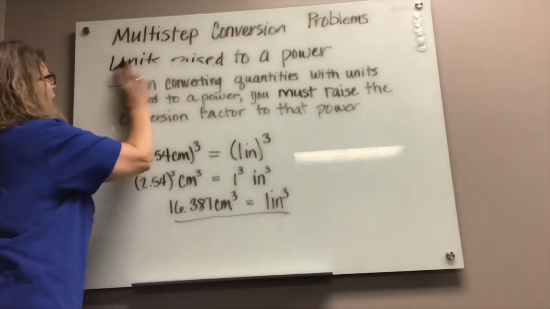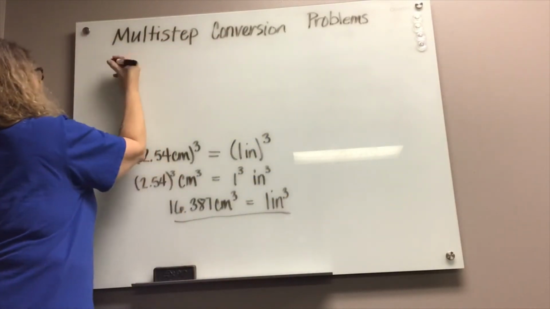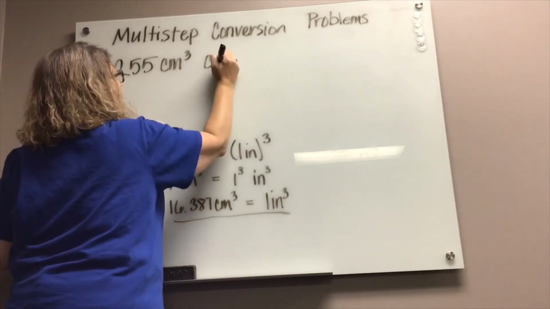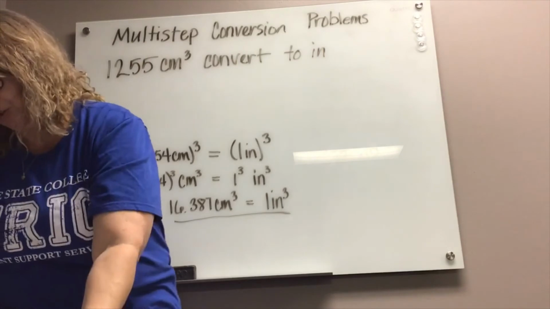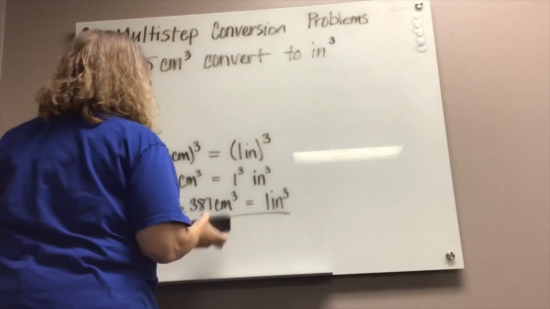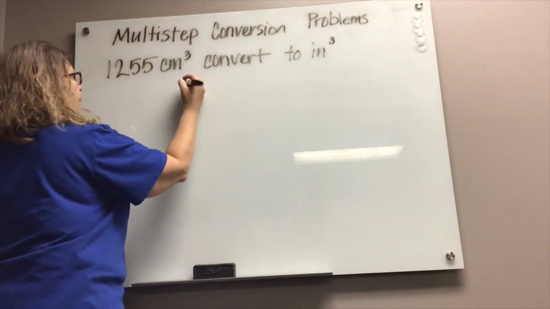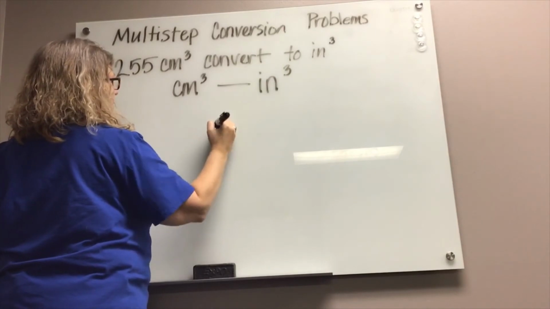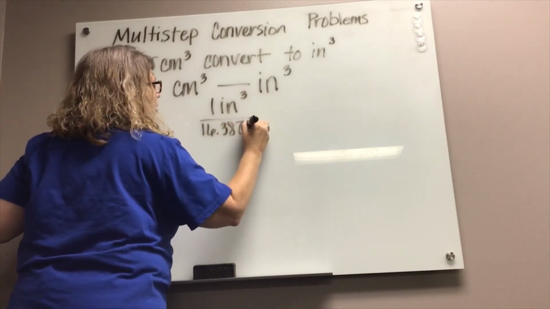So let's take a look at this next problem, which we're going to convert 1,255 cubic centimeters, and we're going to convert that to inches, right? So it's actually going to be converted to cubic inches because this is cubed, this has to be cubed. So the first thing that we do is draw our solution map. So we're going to go from cubic centimeters to cubic inches. Our conversion factor is going to be 1 cubic inch is equivalent to 16.387 cubic centimeters.